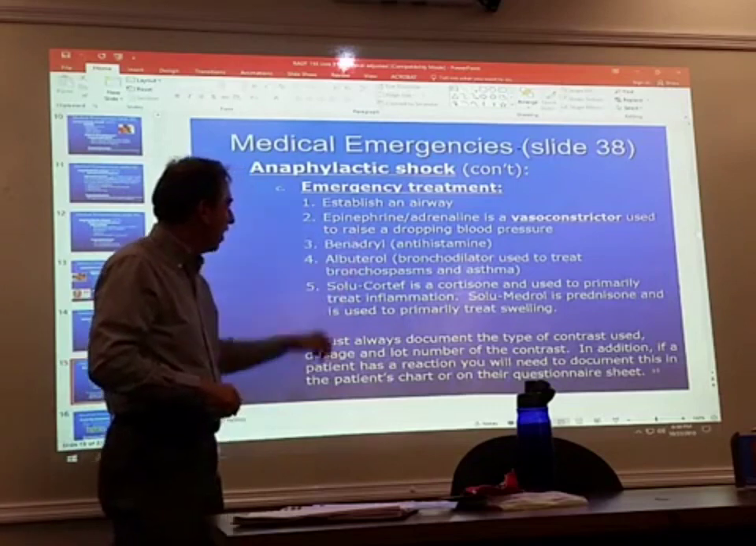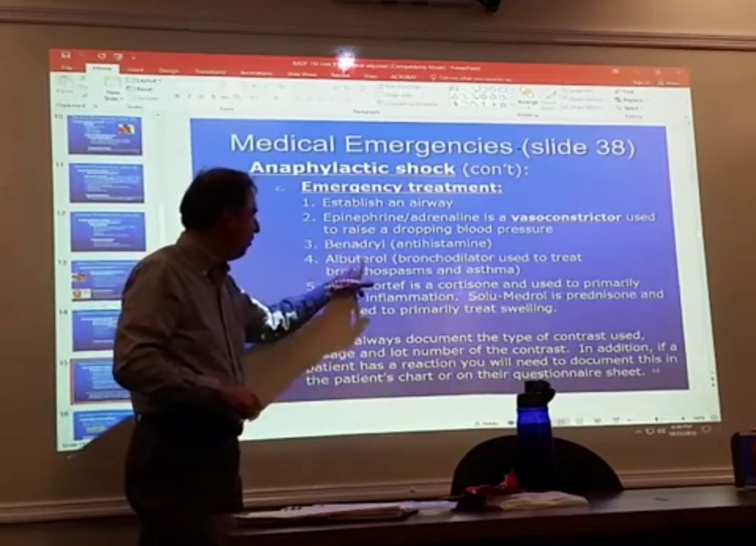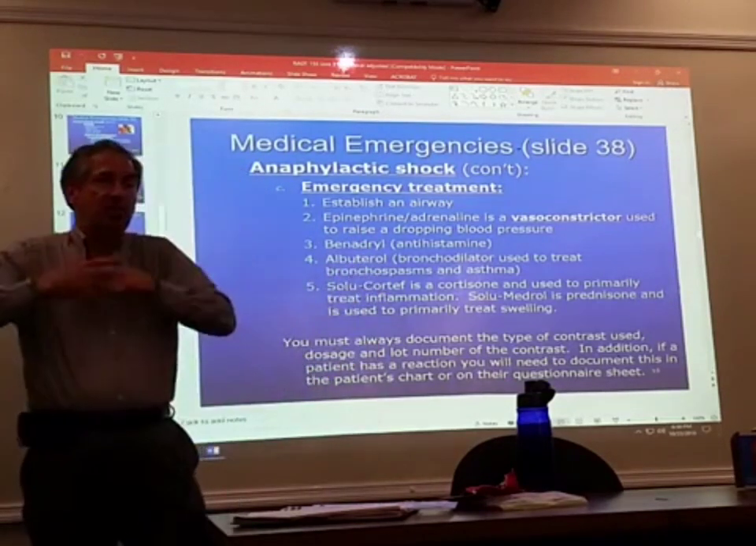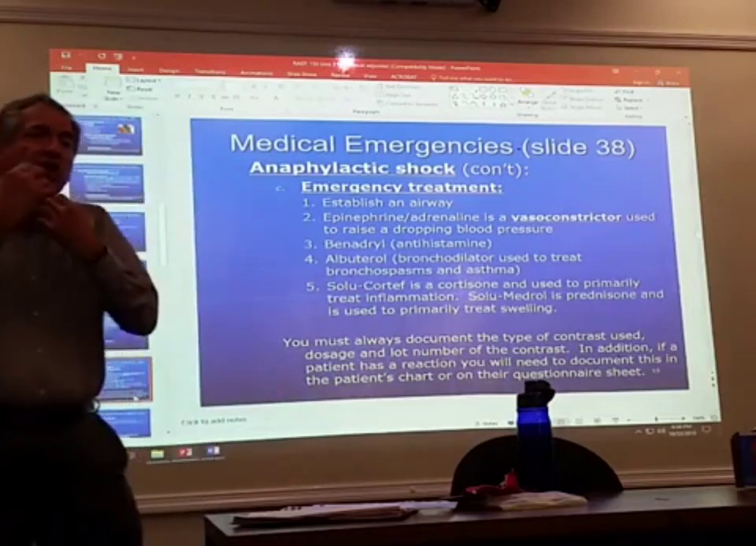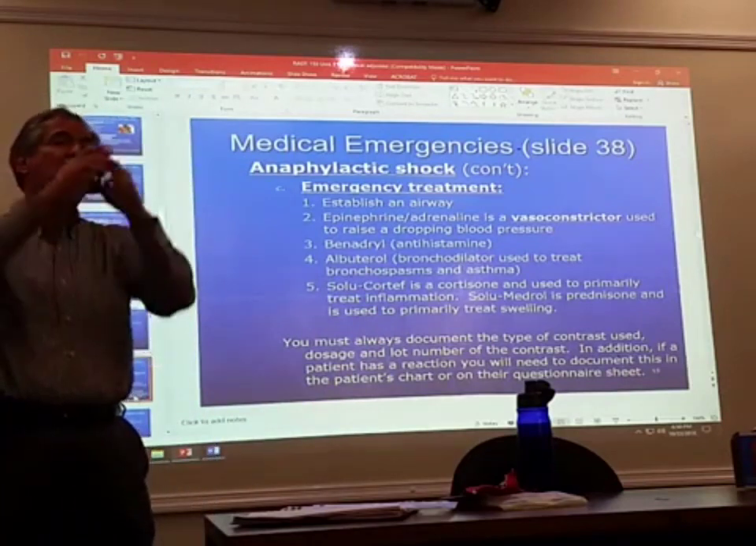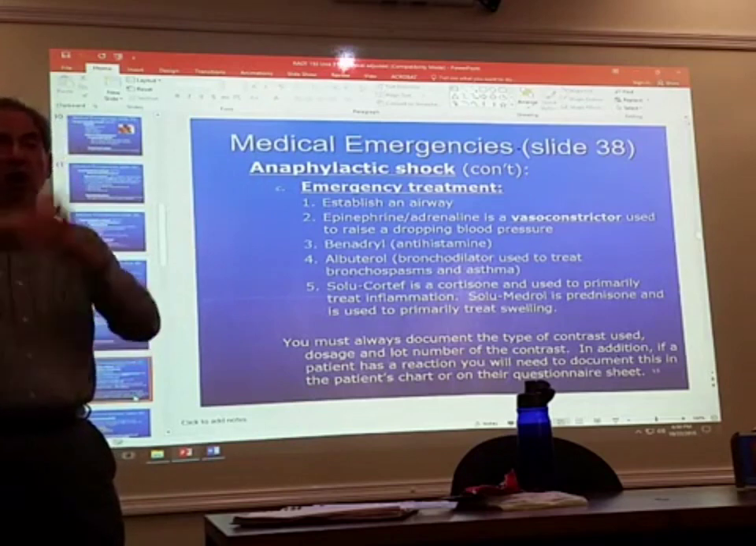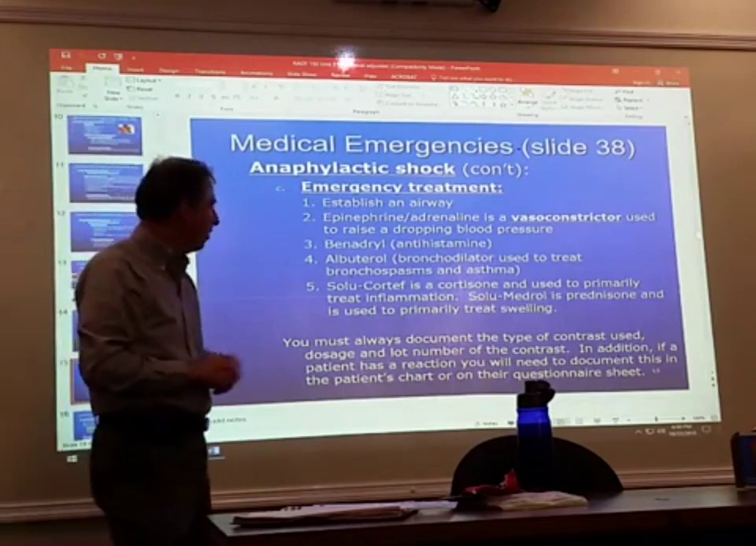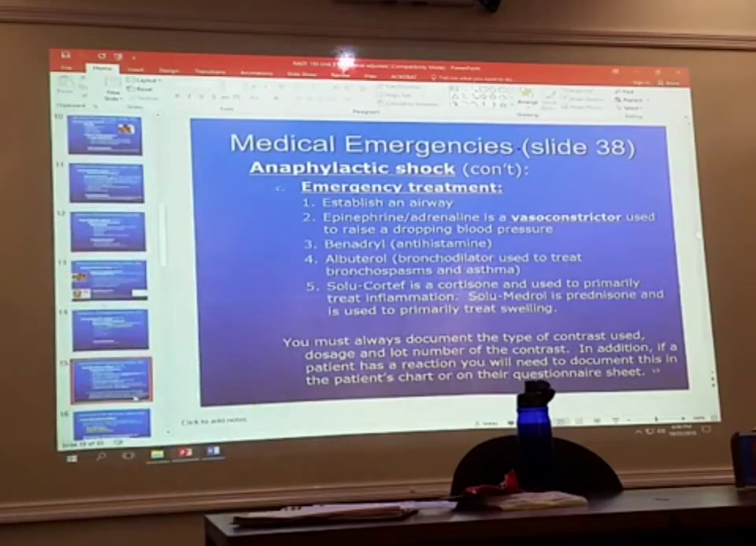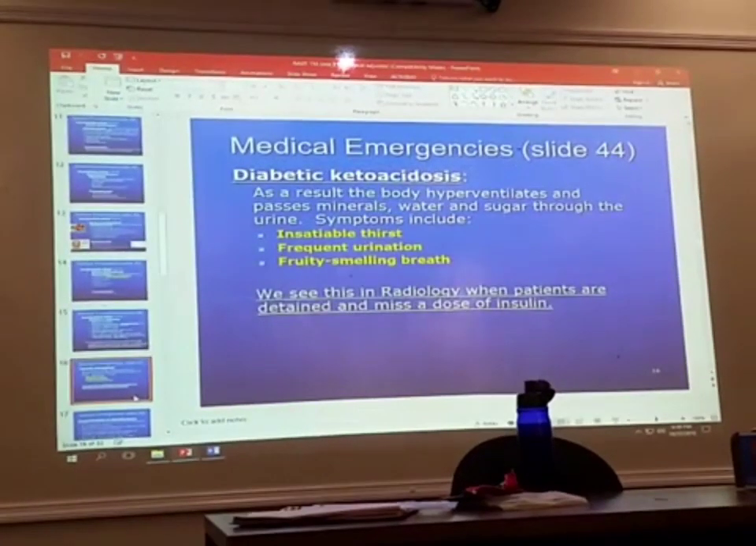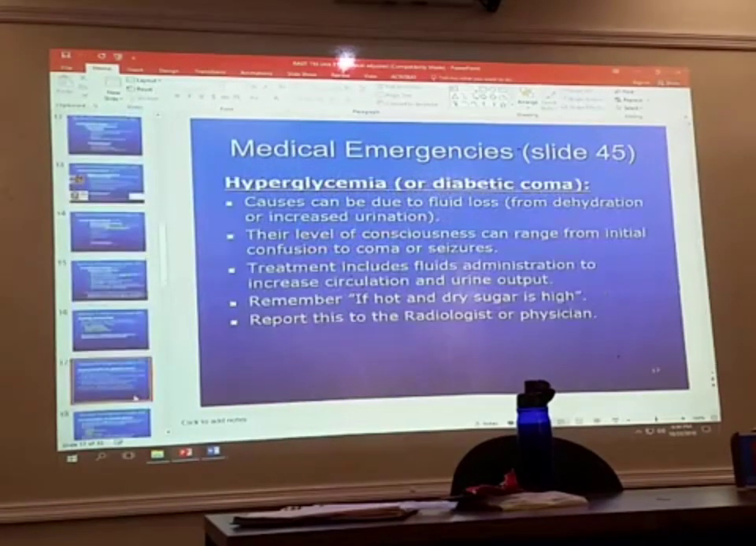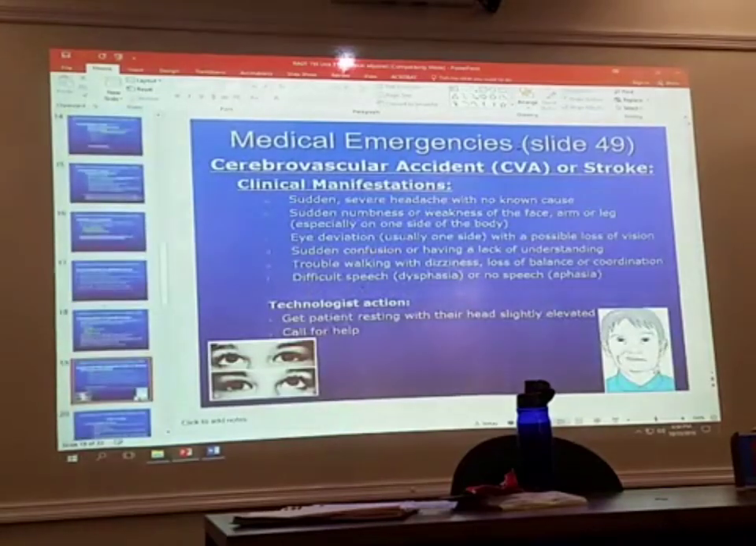Also, what sometimes helps out, along with albuterol, is when you get bronchospasm. The bronchial tree starts closing up, they can't breathe, so it dilates those bronchial openings so a patient can breathe a little bit better. So those are some of the main ones to learn. That's just some information about diabetes. You can look at that.